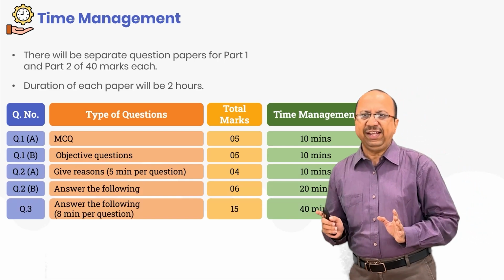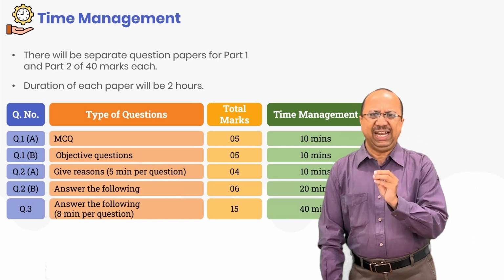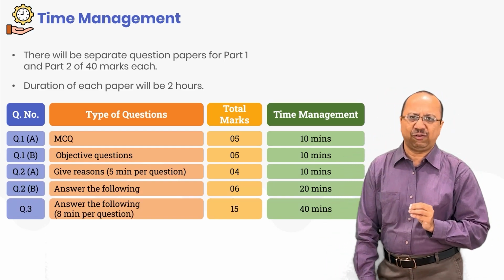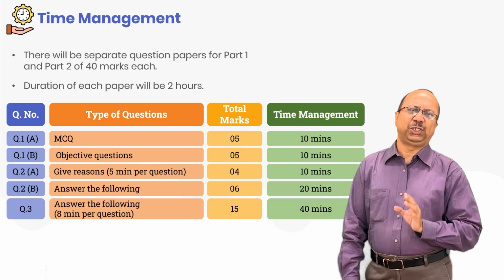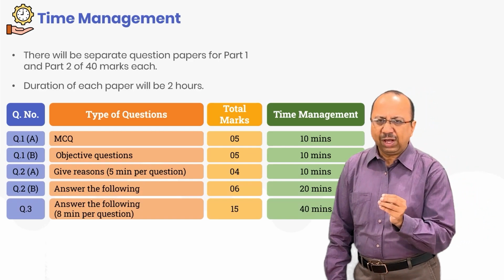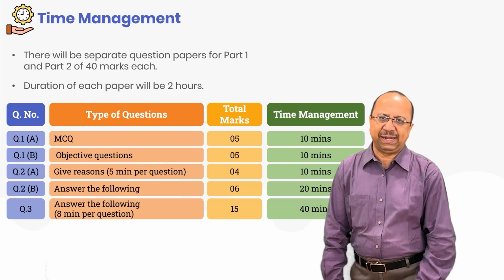सो रफली यू कैन हैव एन आई ऑन योर वॉच कि 8 मिनट पर क्वेश्चन के हिसाब से 5 क्वेश्चंस अगर आप सॉल्व करते हो क्वेश्चन 3 के, तो इट शुड टेक समवेयर अराउंड 40 मिनट्स, 40 to 45 मिनट्स. तो थोड़ा अगर आगे पीछे हुआ तो डोंट गेट पैनिक.